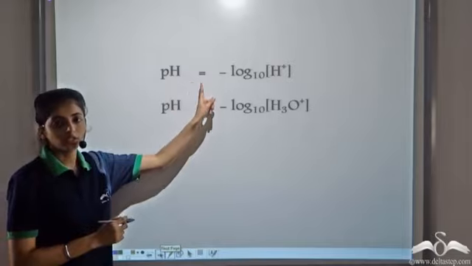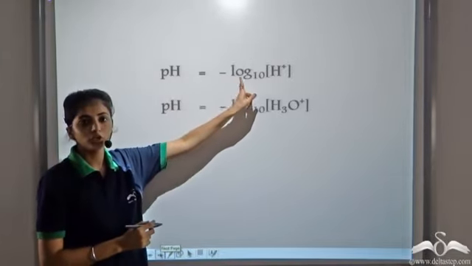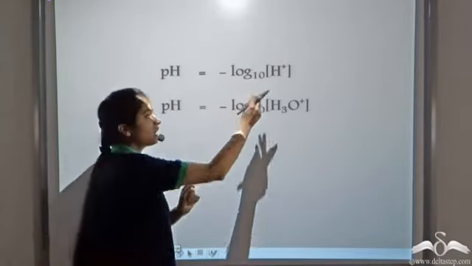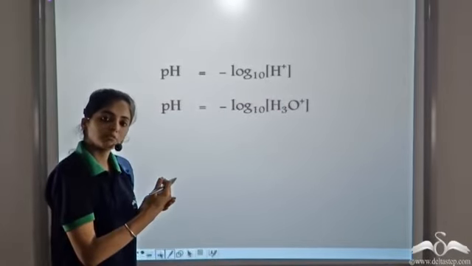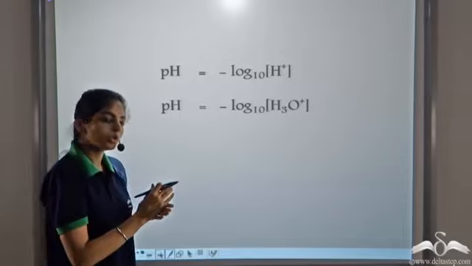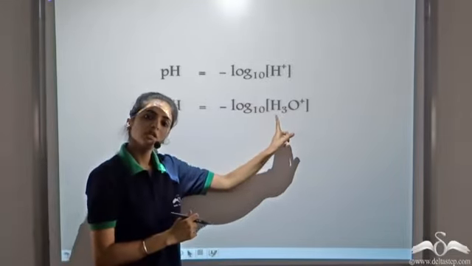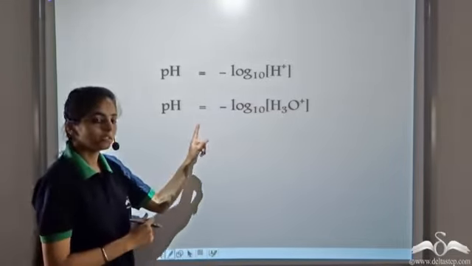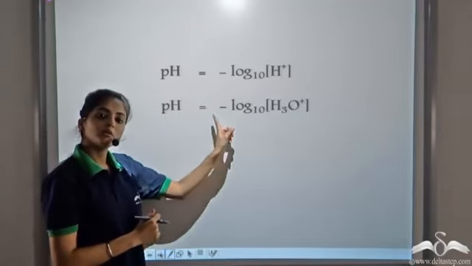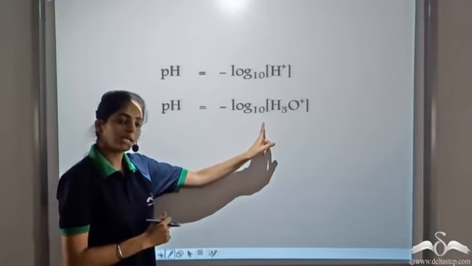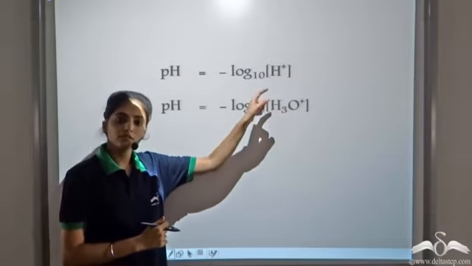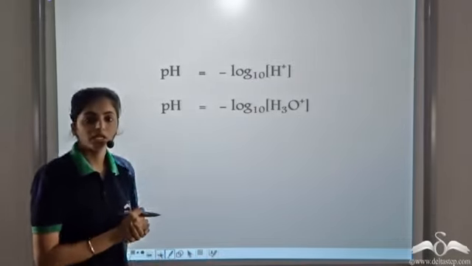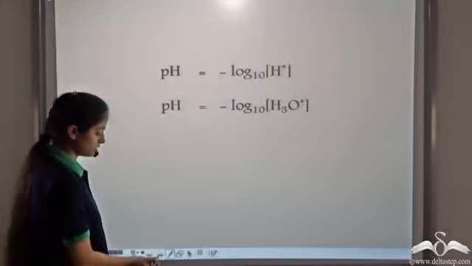pH is calculated by using negative of log to the base 10 of hydrogen ion concentration, and we know H+ is not stable on its own. It combines with water to form H3O+. So it can also be calculated as pH being minus log to the base 10 of H3O+ ion concentration. So by using these methods, we can calculate the pH.